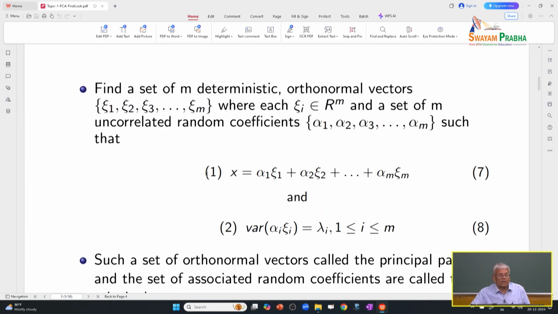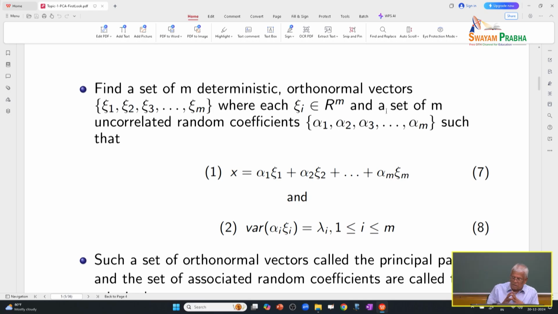Now, I am going to be talking about the statement of a particular problem of interest in PCA. Find a set of m deterministic orthonormal vectors, xi1, xi2, xi3, ..., xim, where each of the vectors xi is in Rm, and a set of m uncorrelated random coefficients alpha 1, alpha 2, alpha 3, ..., alpha m, such that I am going to express x as a linear combination of alpha 1 xi1, alpha 2 xi2, ..., alpha m xim. Look at this now.